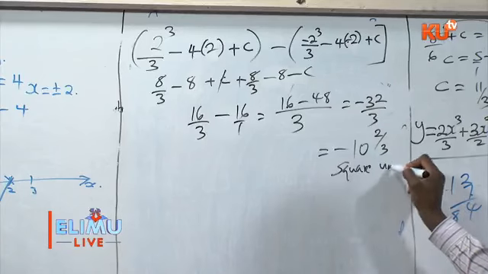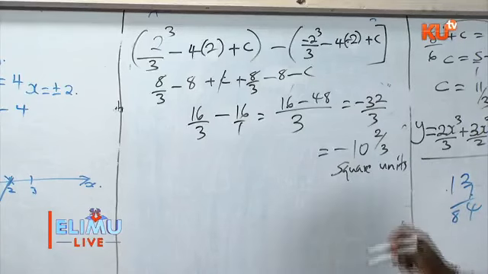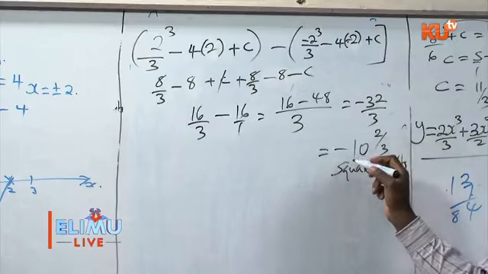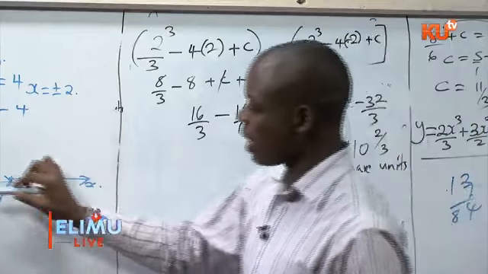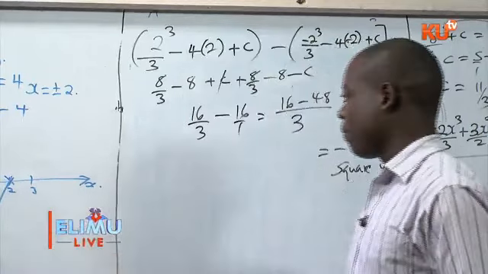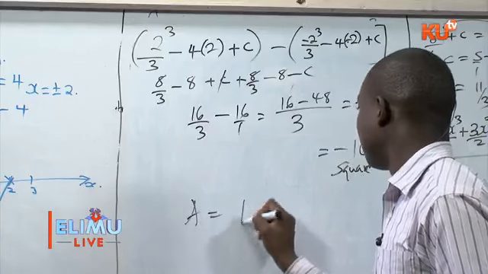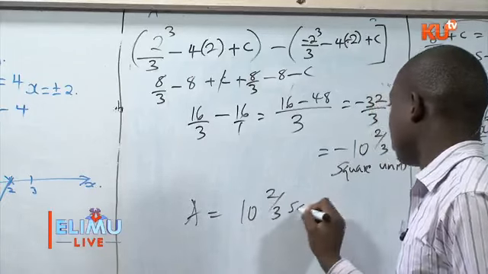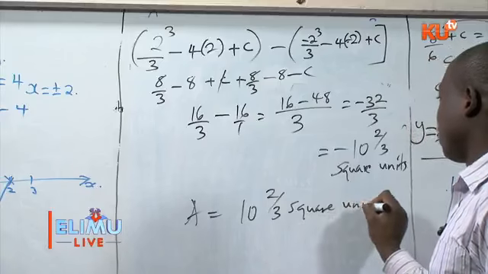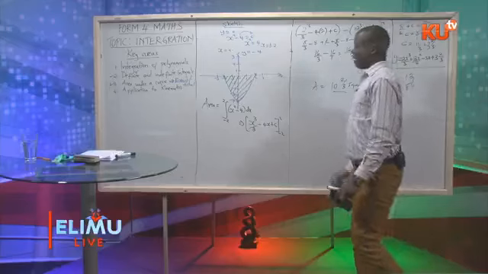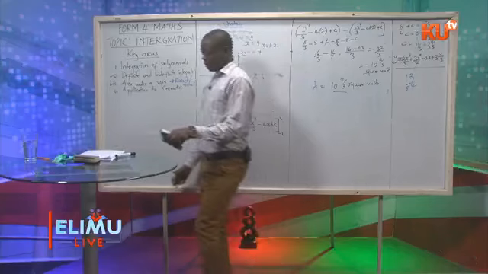But then area cannot be negative. So what this negative implies is that the area is under the x-axis. And so we take the absolute value for the area, which will now be positive 10 and 2 over 3 square units. So that is the area under the curve.